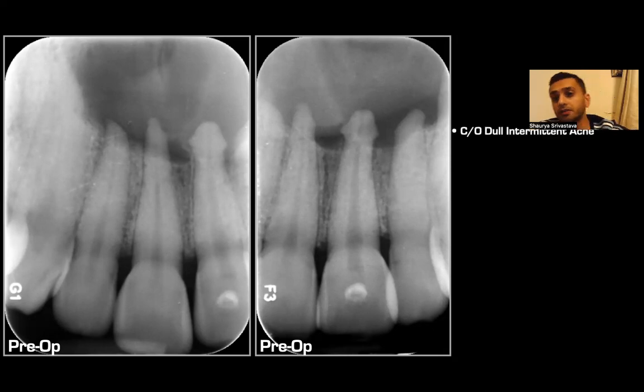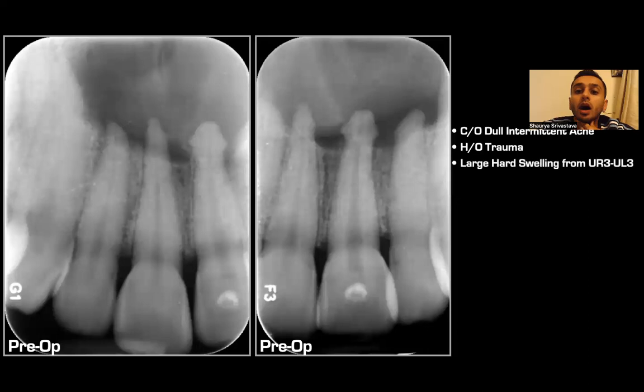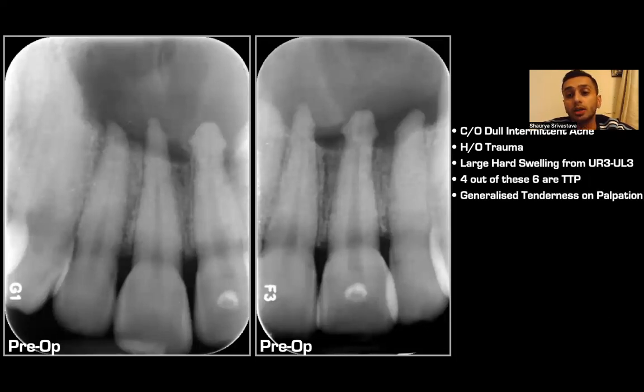The patient complained of dull intermittent aches. He had a history of trauma, and a large hard swelling from upper right 3 to upper left 3. 4 out of these 6 were tender to percussion, with generalized tenderness on palpation, because if a lesion is extending from your 3 to 3 and it's a hard, large swelling over there, you're probably going to have tenderness all over there.